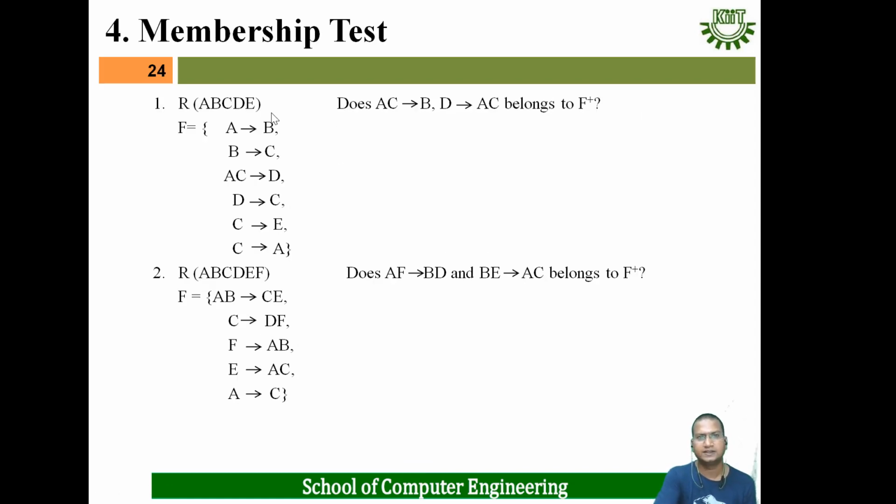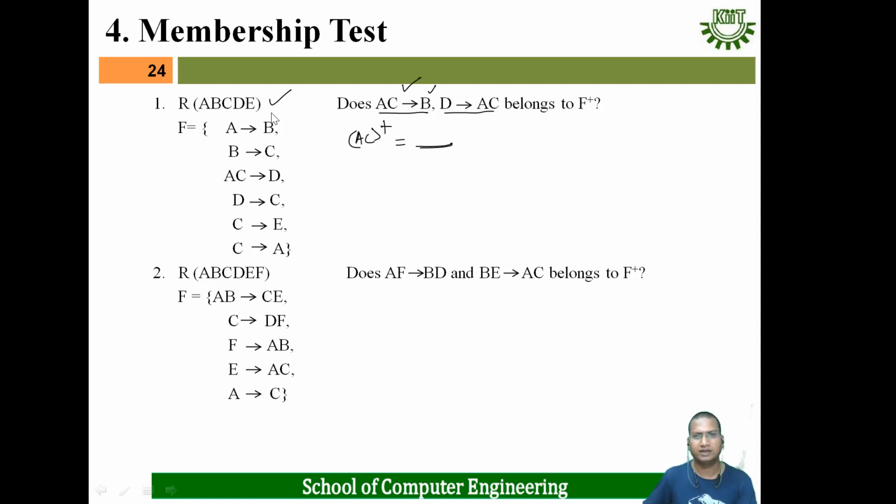Then another thing is your membership test. How to check membership test? Suppose one relation R(A, B, C, D, E) is given and this is the functional dependency set. Does AC determining B and D determining AC belong to F closure or not? How to find that out? For that purpose, first find out AC closure, and if the right hand side is contained in it using this functional dependency set, then you can say that this belongs to F closure.